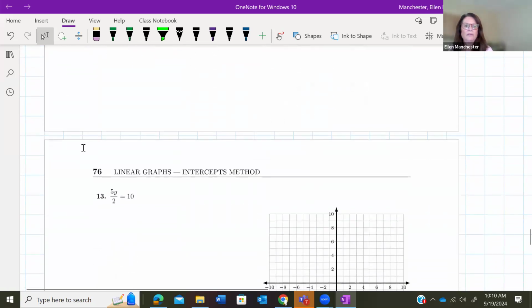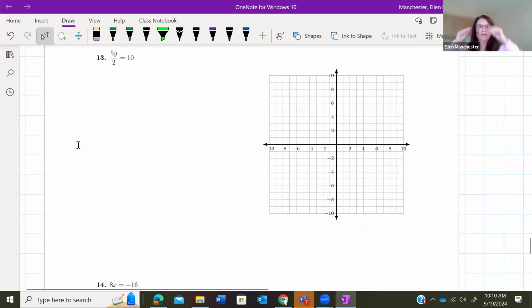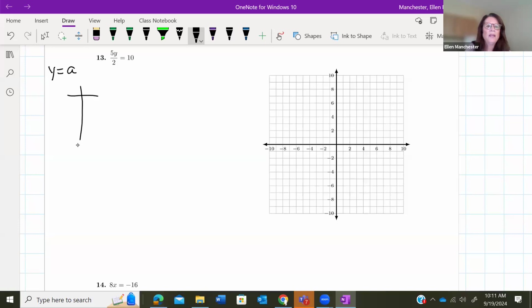All right. So now let's look at something. If you notice, 13 only has a y, and 14 only has an x. So what that means is, when you have y equals some value, if I set this up in a t-chart, just graphing, here's my x, here's my y, and y is the only value that I have, then it doesn't matter what x is. So let's first find out what y is.